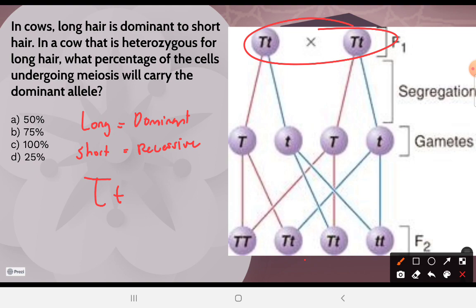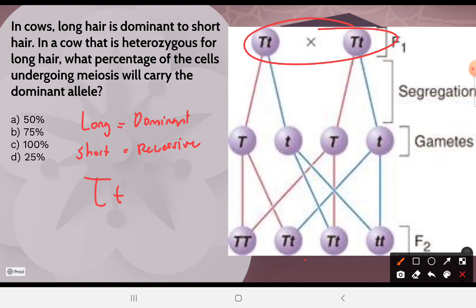All right, so now it's asking what percent of the cells undergoing meiosis will carry the dominant allele. So this is pretty simple. You know that you are only half of each parent, right? You're half your mom and you're half your dad. Likewise, when you have a child, that child will only be half of you. Therefore, it should make sense that you only give half of yourself.